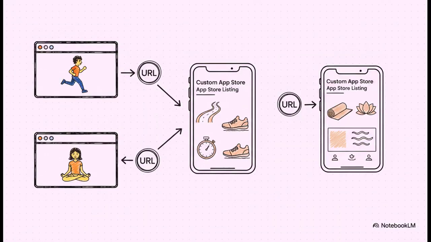Or how about that fitness app using URL targeting? A user clicks a link from a running blog and they see a page all about running. Makes sense, right? Trail run screenshots, info on pace tracking, the works. But another person comes from a yoga website and they see a page focused on meditation, flow, and flexibility. Same app, but it looks like the perfect solution for each person's specific interest.